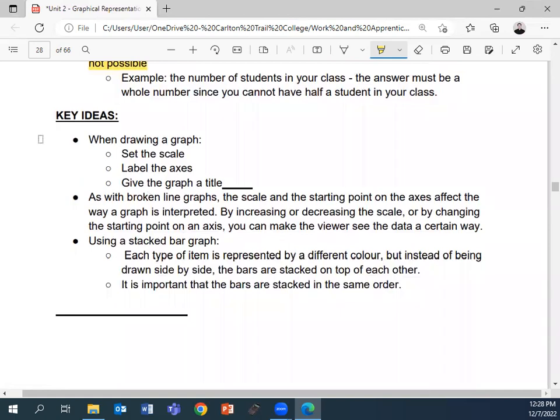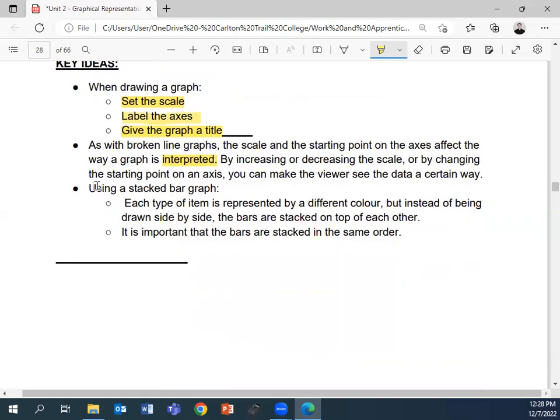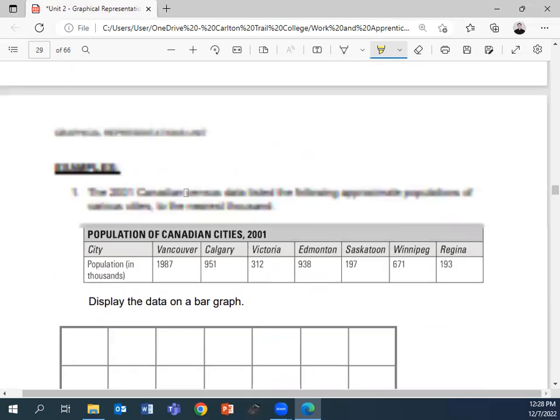Same thing, we have a couple of key ideas here. We were pretty good at this yesterday, so I'm really happy about that. We're pretty good with setting the scale and labeling stuff. We want to give the graphs a title, and we looked into how graphs are interpreted differently depending on the scale that we use and the starting points and all that other stuff.